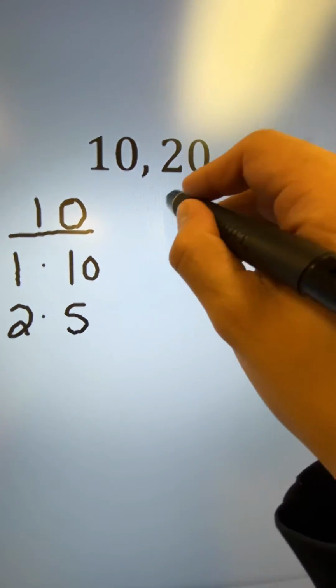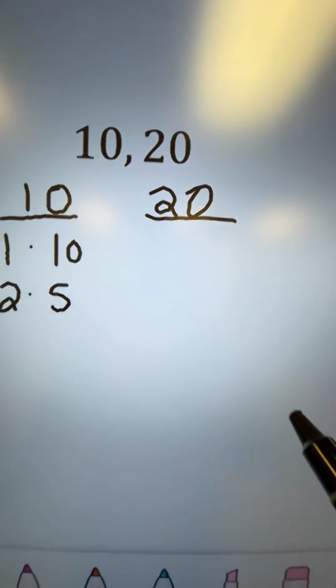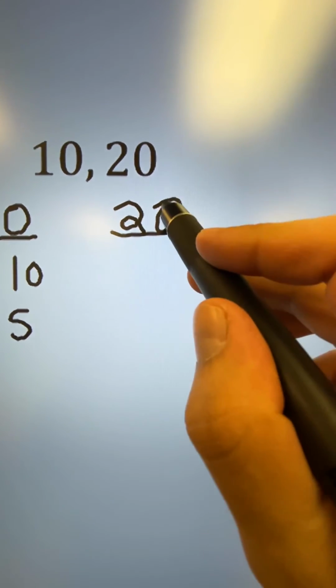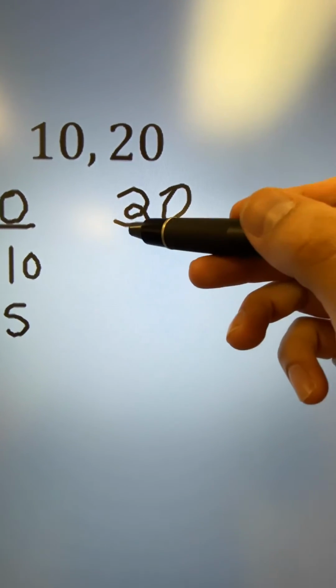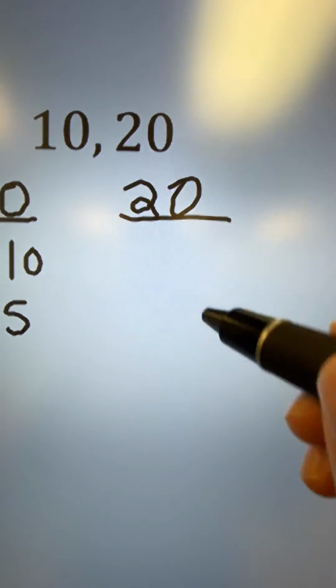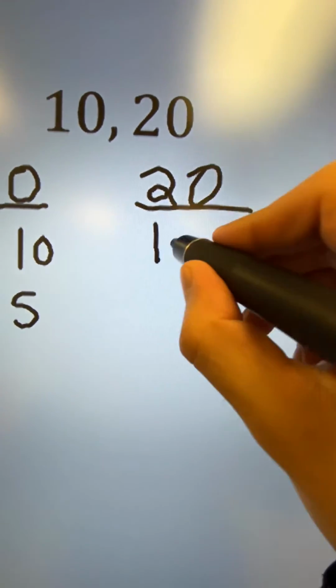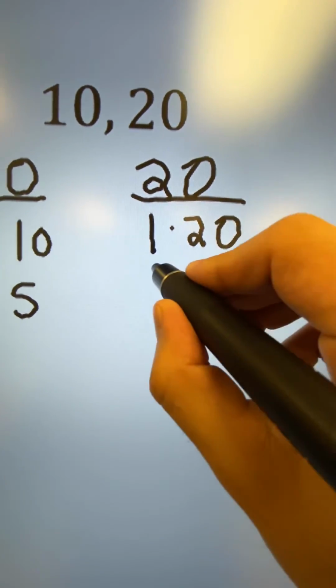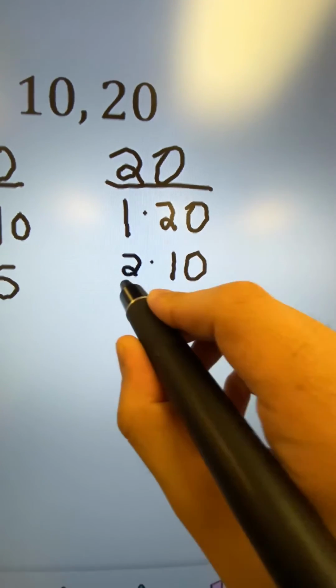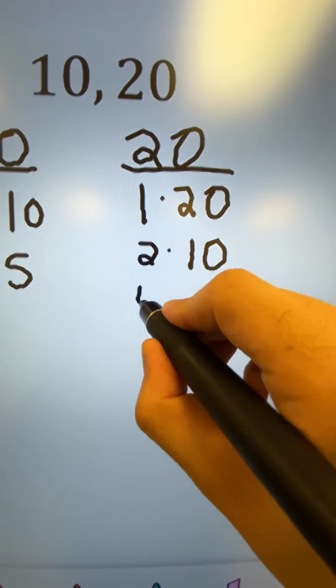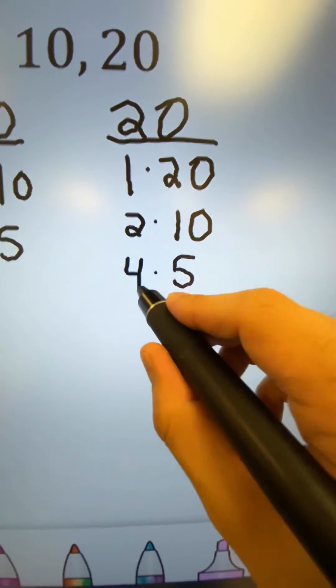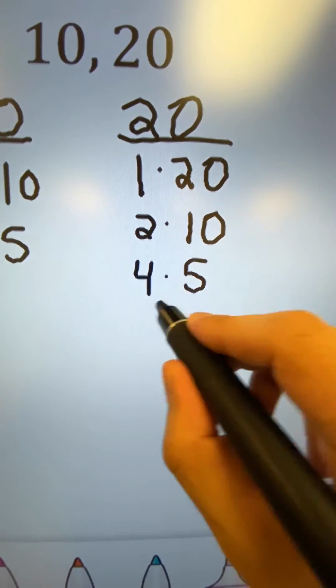Now I'm going to move to 20 and figure out what the factors of 20 are. So again, the halfway point is 10, right? Half of 20 is 10, so I know I have to check from 1 through 10 to figure out the factors of 20. Starting with 1, I know it's 1 times 20. You can have 2 times 10. 3 does not go into it, but 4 does. 4 times 5. 5 goes into it, but 5 times 4 is the same as this one.